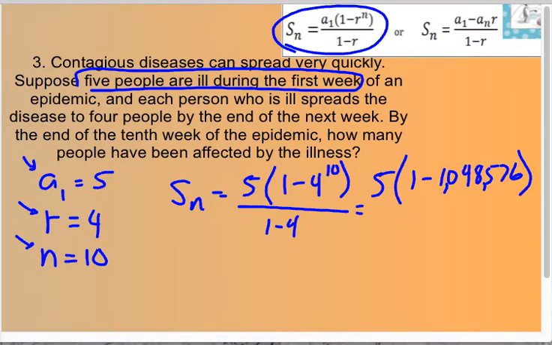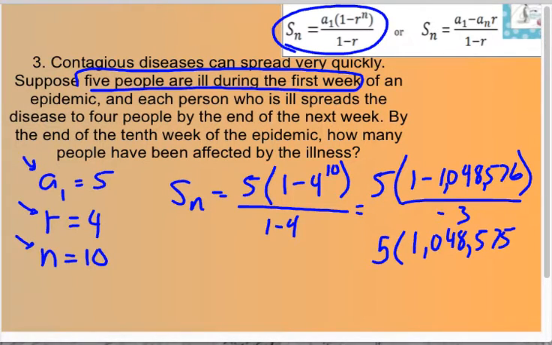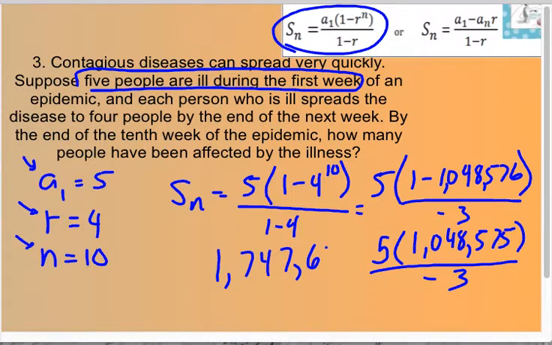$1,048,576, all over -3. So it's 5 times, subtracting 1 from that, 1,048,575 it would be, all over -3. If you multiply by 5 and divide by -3, your answer should be 1,747,625.